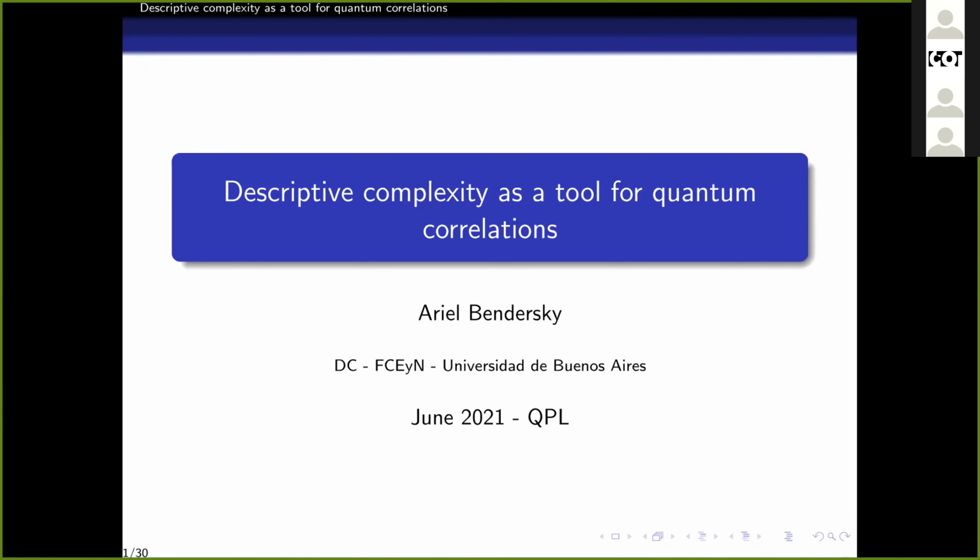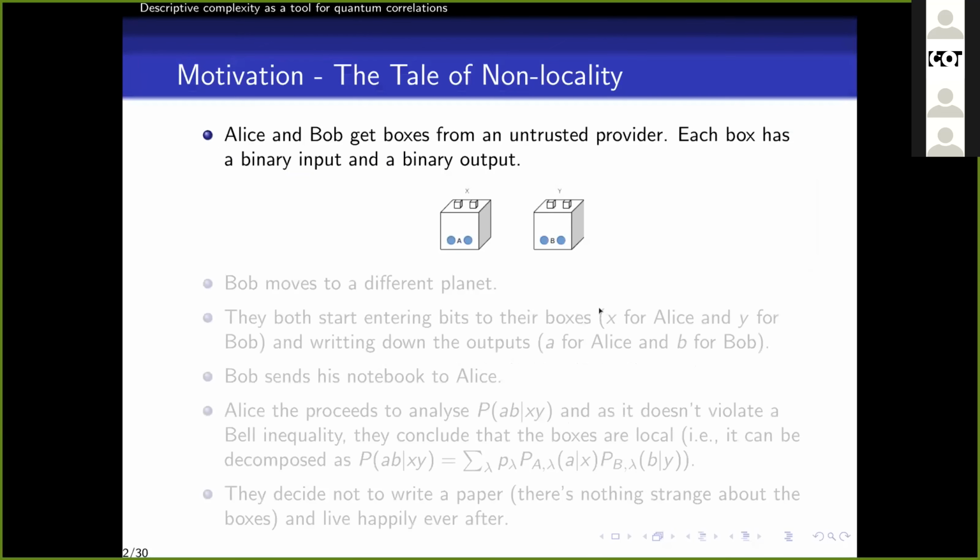So I will be talking about descriptive complexity as a tool for quantum correlations. What's descriptive complexity? It's just the same as algorithmic complexity or Kolmogorov complexity, which is a measure of information that I will start talking about right now. First, as a motivation, let me tell you about the usual tale of non-locality.